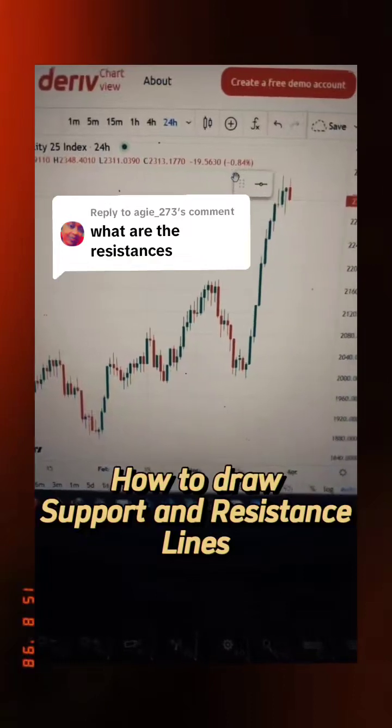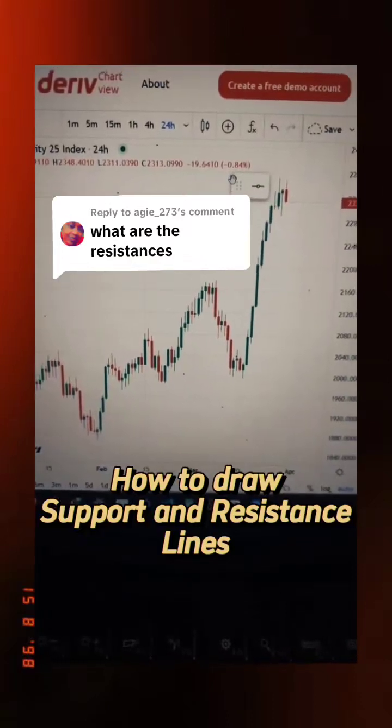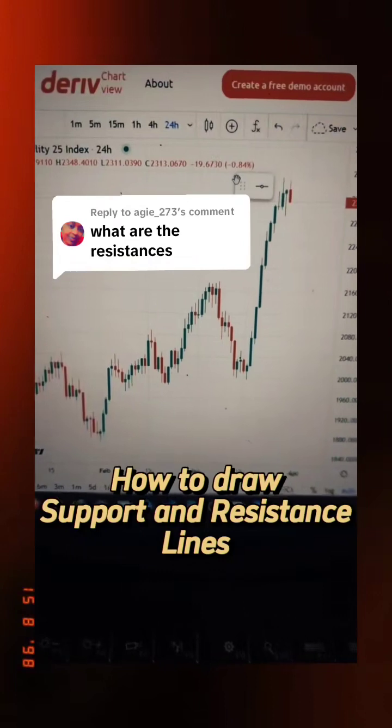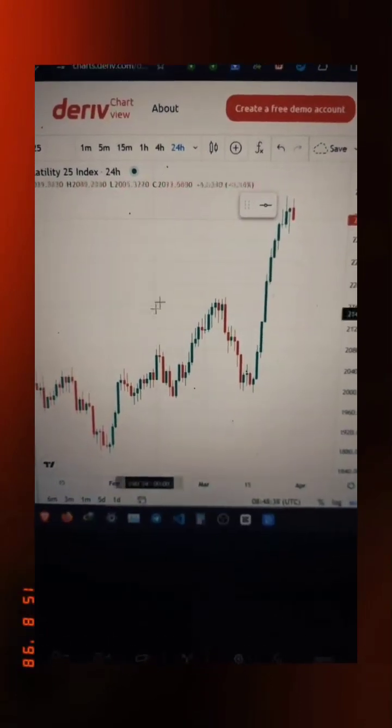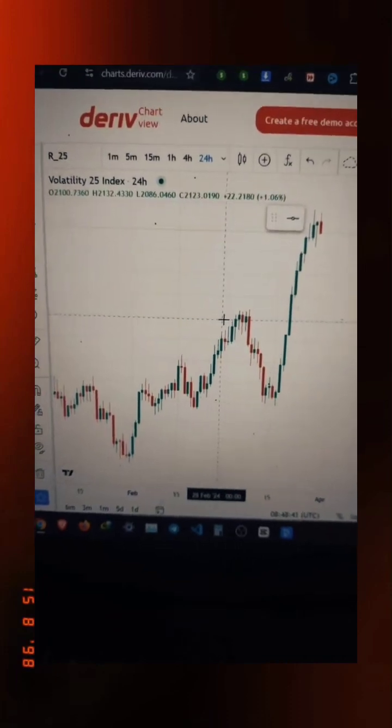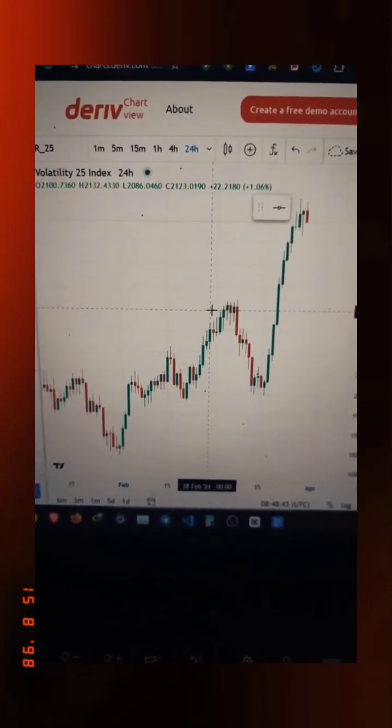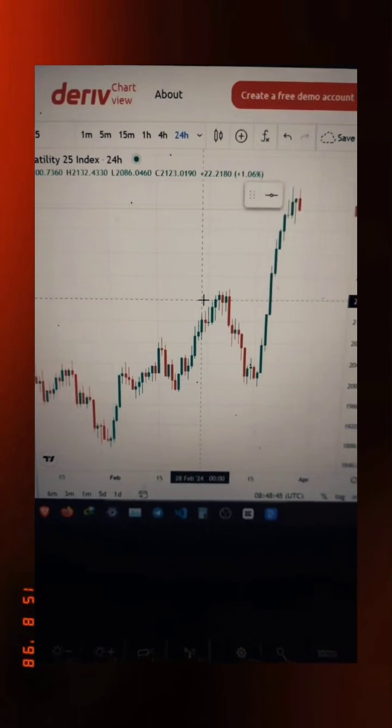Hello guys, today we are going to learn what support and resistance lines are, how to draw them and how to use them in order to elevate your trading. Okay, so this is my TradingView charts. I've shown you how to get to this chart and how to draw a few things in my previous videos. Today our focus is support and resistance lines.